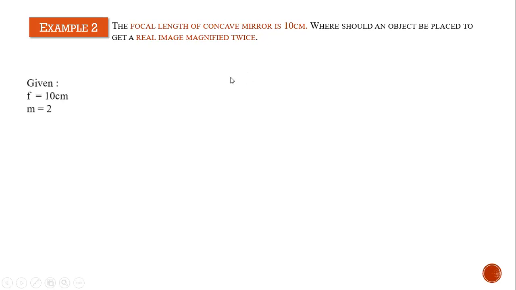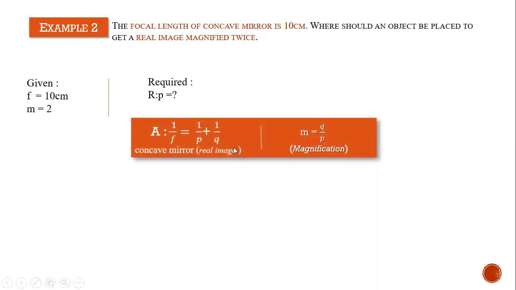So again we collect the data given: 10 and 2, and required is the object distance. After analyzing, I know that I need to find p, so this is the formula or either this is the formula. I cannot apply this formula because magnification is given and q is not given. If I apply the other formula, focal length is given, p is required, and q is again not known.